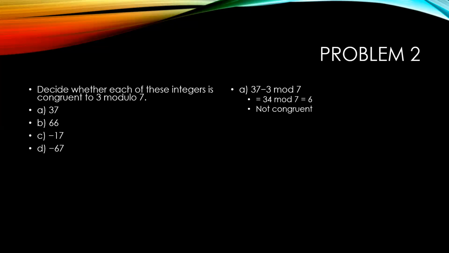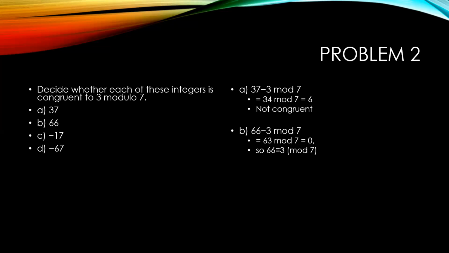Okay, so B. So 66 minus 3 mod 7. The result is 63 mod 7. And the result is 0. Okay, so we don't have any remainder. So therefore, 66 is congruent to 3 modulus 7.